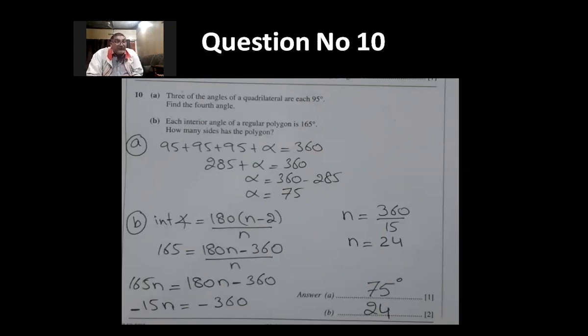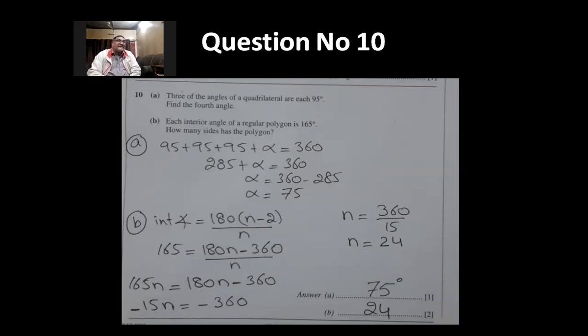So we have question number 10, and question number 10 is: three of the angles of a quadrilateral are each 95 degrees, and find the fourth angle. You see, quadrilaterals are those that have four sides, and he says there are three internal angles, each of them is 95 degrees. So 95, 95, 95, and the fourth angle we have to find out.